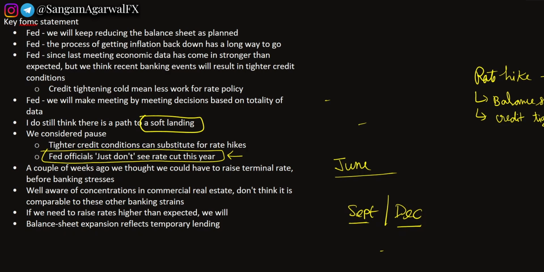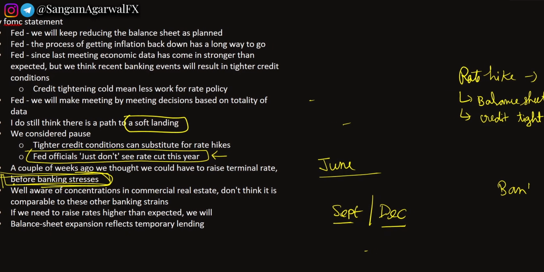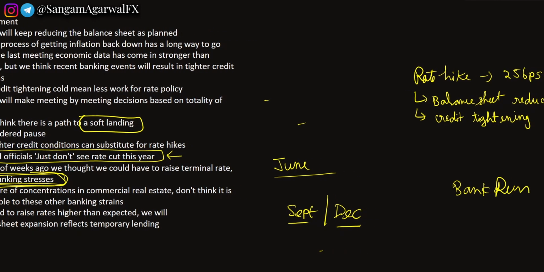And another thing he said was that before banking stress, that means before we got the bank run news, they were thinking about raising the terminal rate, and the terminal rate hit up to 5.75 in the Fed Watch tool.